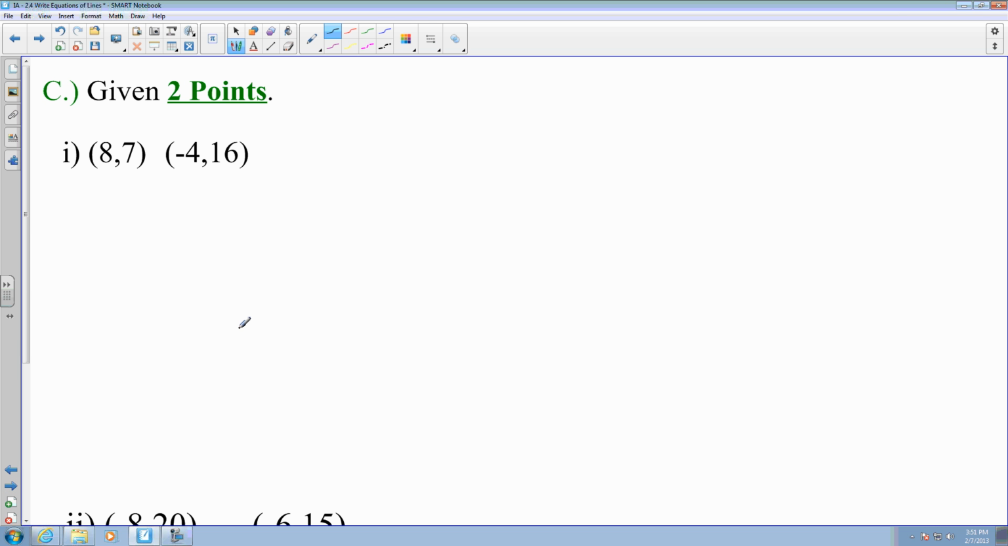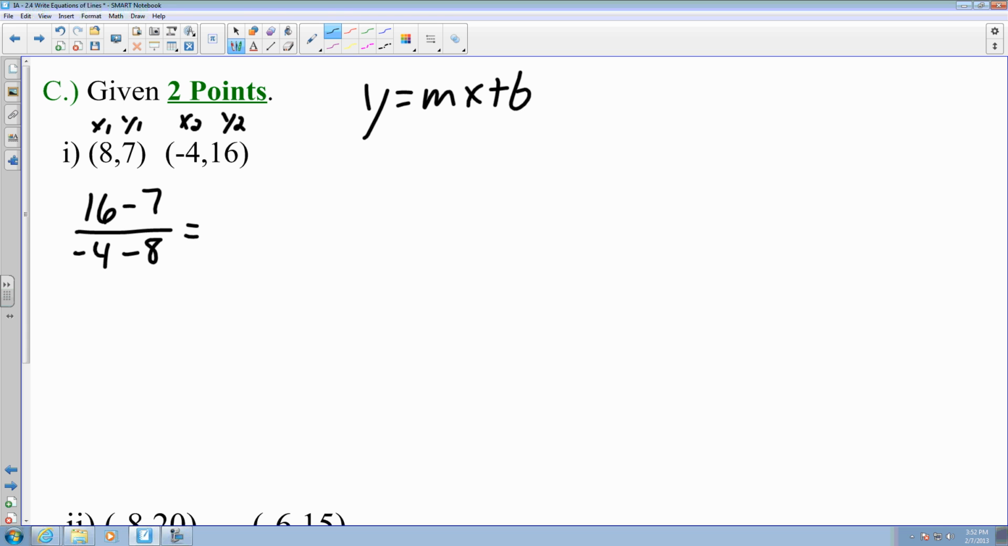Last thing I want to talk about is trying to put it into the y equals mx plus b form when we are just given 2 points. Okay? First off, we need to find the slope. We can find the slope by using our slope equation where we got the y2 minus y1 over x2 minus x1. So if I just create these points here, I can say that 16 minus 7 divided by negative 4 minus 8 will give us the slope. And this would be what? 9 over negative 12. If I put this in lowest terms, it'll be a negative 3/4.